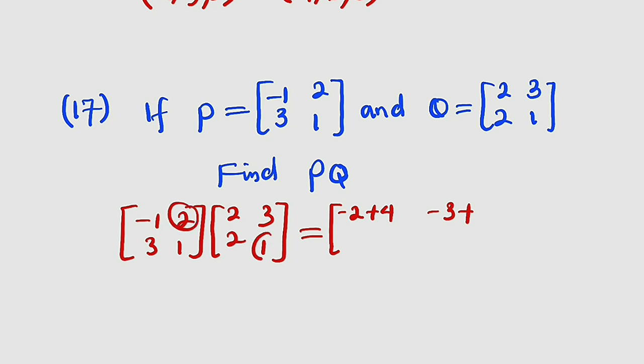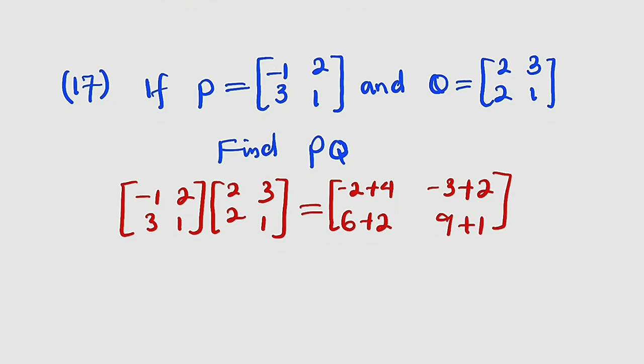Then we take 2 and multiply by 1. That will give us 2. Then second row, first column element will be this multiplied by this. We take 3 and multiply by 2. That will give us 6. We add. We take 1 and multiply by 2. That will give us 2. Then the second row, second column element will be this multiplied by this. So 3 multiplied by 3 is 9. Then 1 multiplied by 1 is equal to 1.